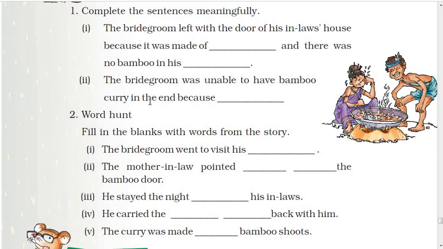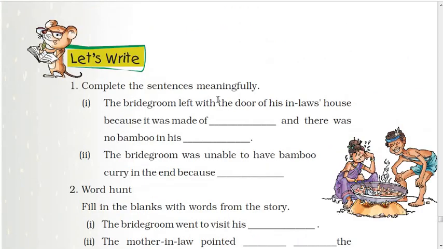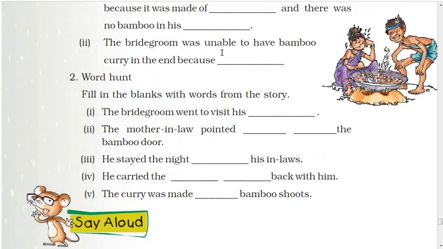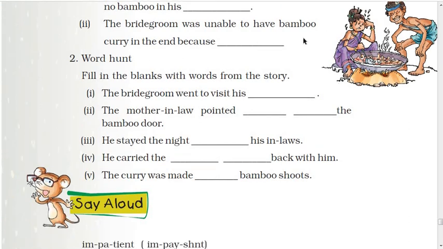The bridegroom was unable to have bamboo curry in the end because, why? You have to write it with your own thinking. Why was he unable to have bamboo curry in the end? Because it was not made of bamboo shoots. Or you may even write in a different way, because it could not be made with bamboo. Or you may write that the curry made by his mother-in-law was made of bamboo shoots and not of bamboo. So with your own writing skills, with your own imagination, with your own thinking, you may write it the way you want.